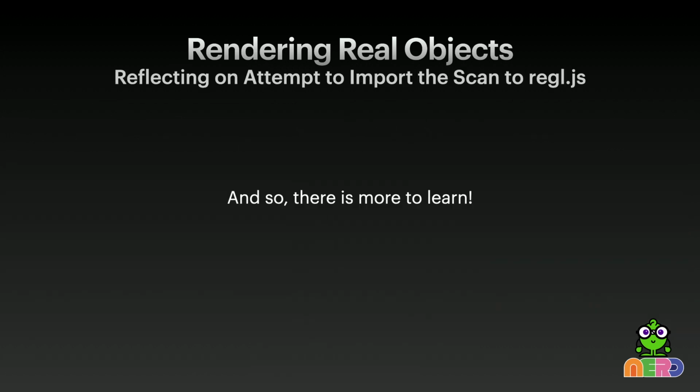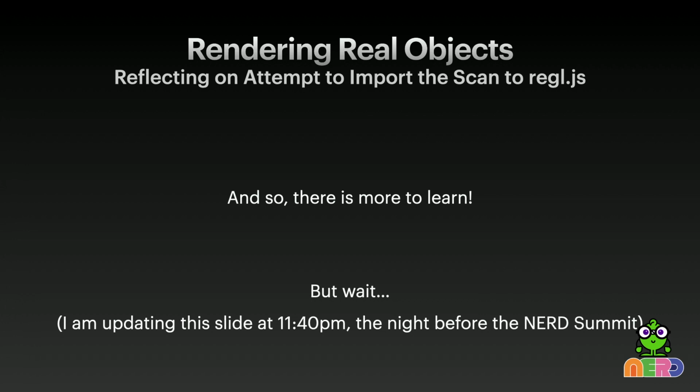So at this point, I was updating the slides. I just wrote, this is a learning experience. There's more to learn here, obviously. We're all here to learn things. But last night at 11:40, I wanted to try one more thing. I just wanted to see if I could get this to work because it's so close. We have a list of vertices. Why can't it just render?